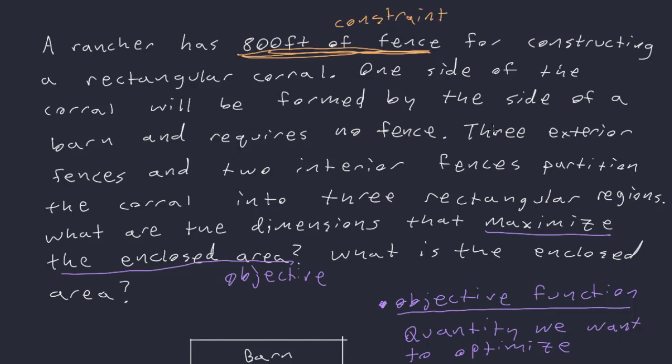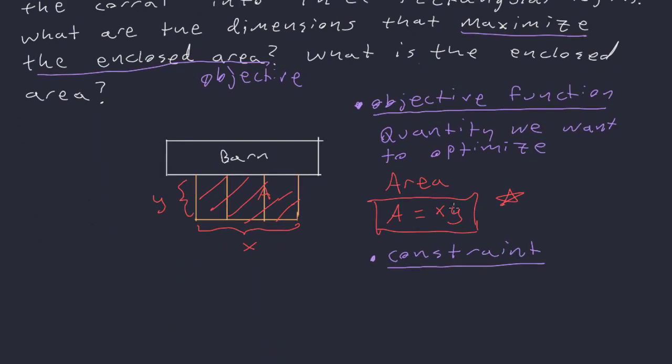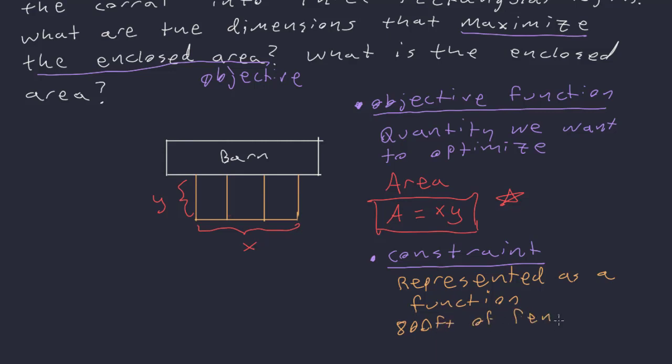And we can usually make a constraint function that gives us this constraint, right? Because, let me clean this up a little bit. Yes, we're trying to maximize the area here, but our constraint in this case is the 800 feet of fence, right? We only have 800 feet of this orange fence to work with. So all of these added up need to sum up to be 800.